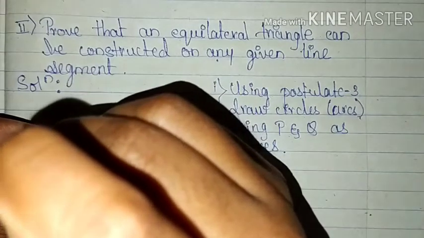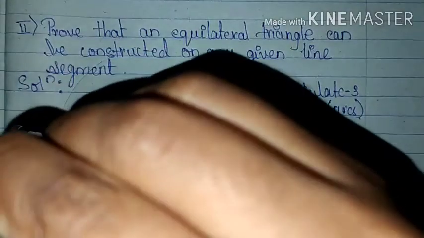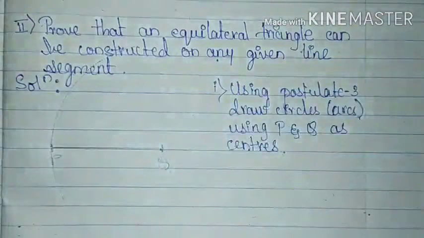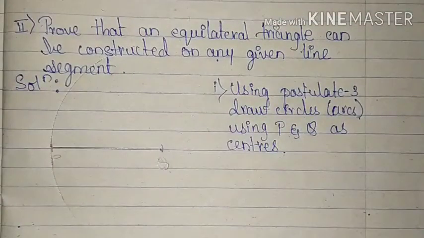Q is my center and QP is my radius. So now I'll draw an arc. I can draw the complete circle here, but I'm just drawing the arc. You can try to draw the complete circle, there is no harm.